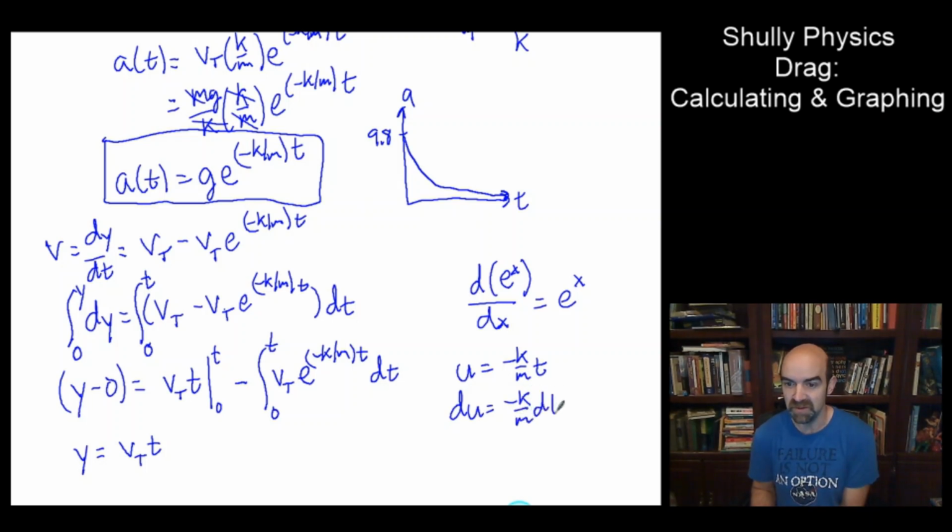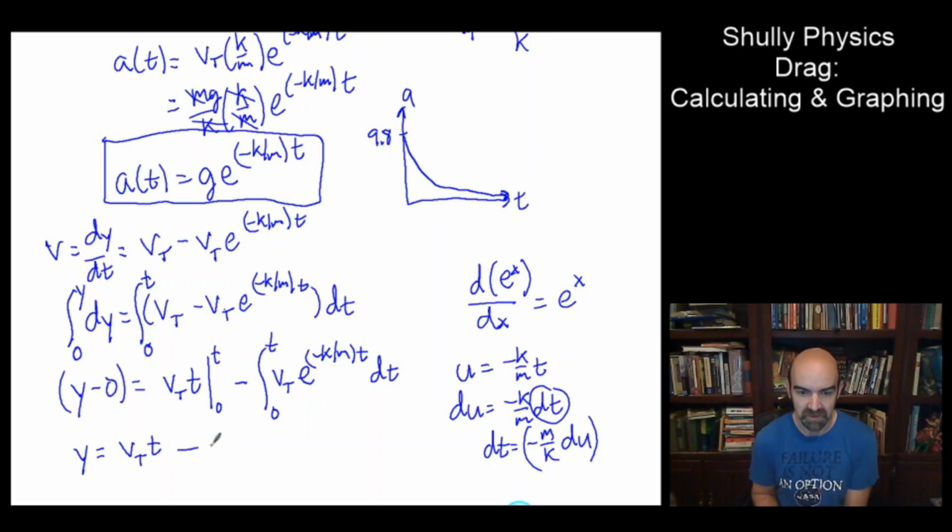And that means when we substitute into this expression, we need to solve for dt. That'll be equal, in terms of du, to negative m over k du. So multiply both sides by negative k over m to solve for dt. That's what we're doing there. So here's dt. We're going to substitute that in here and substitute negative k over m t for this. And we end up with vt, can't forget that, e to the u times dt, which is negative m over k du.